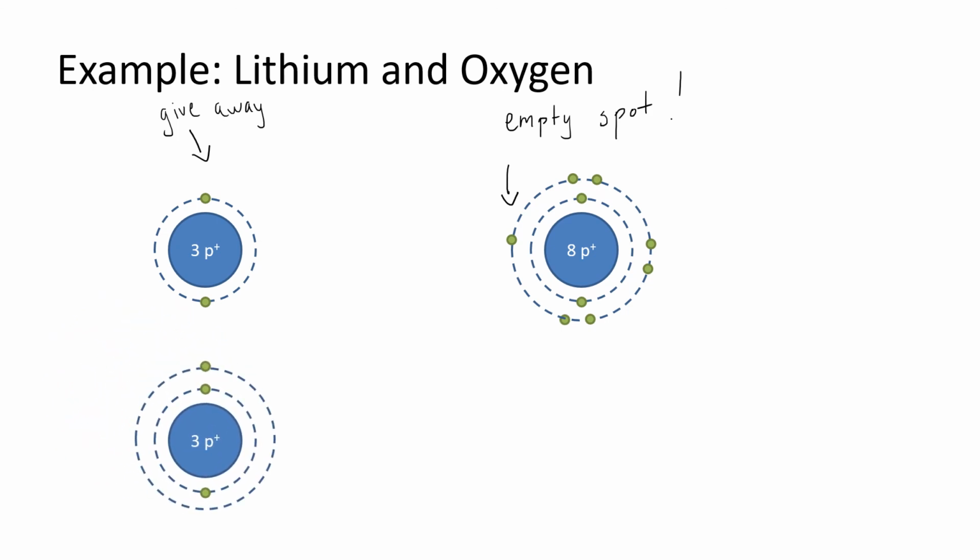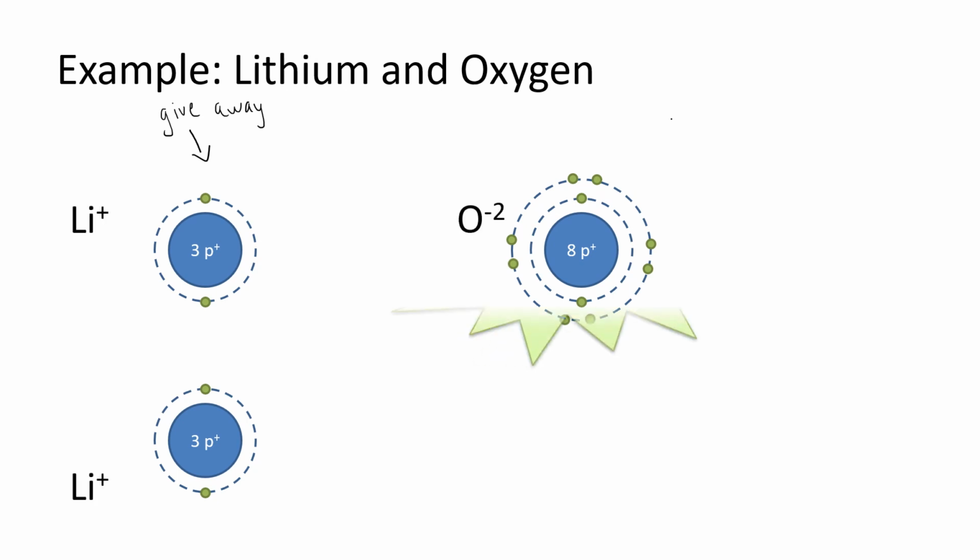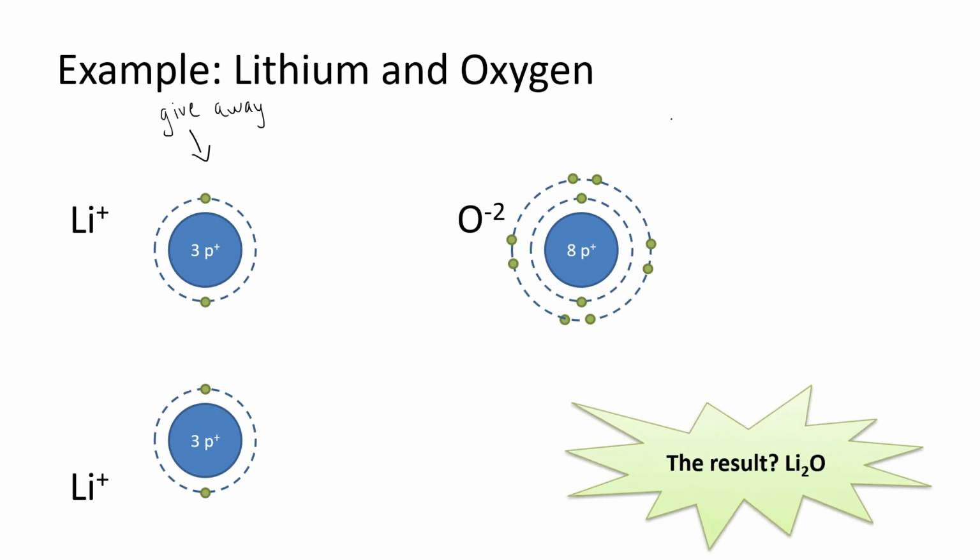So another lithium atom comes into play to give away its extra electron. So now we have oxygen that has a full last shell, and we now have lithiums that both have full last shells. So our end result is our molecule of lithium oxide.